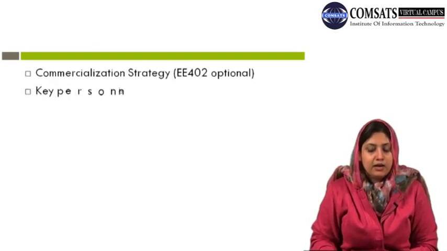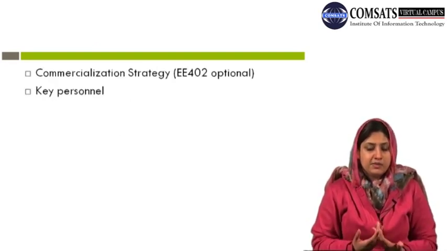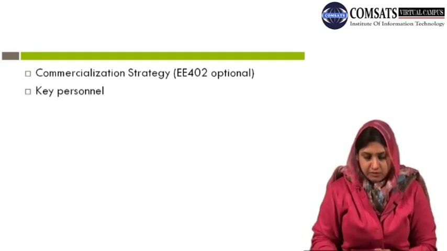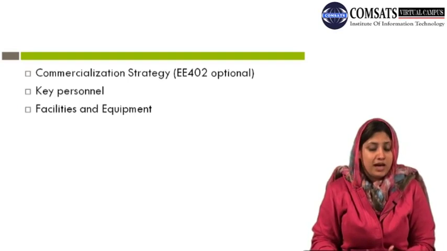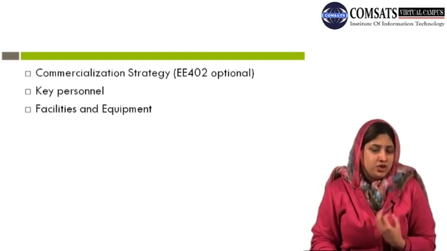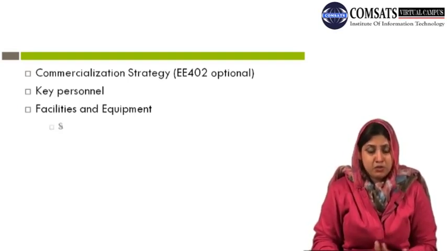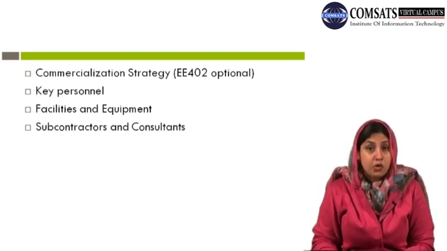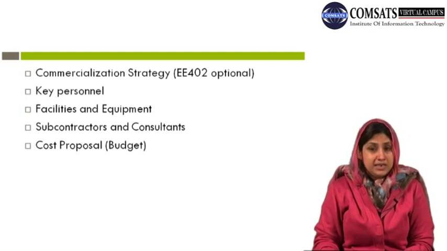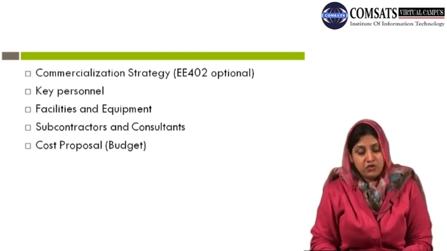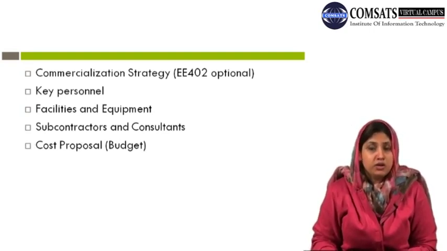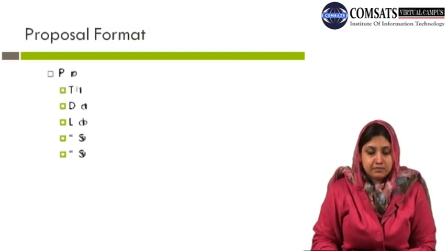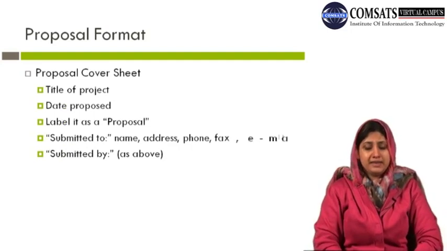All right. Now, a commercialization strategy is also part of the content, and you may need to name key personnel or the team members who are taking part in it. You may need to talk about the facility and equipment you want to use, or will need, to meet your objectives, and the cost, the budget guideline for the proposal, if there is any. Then the proposal has a format.